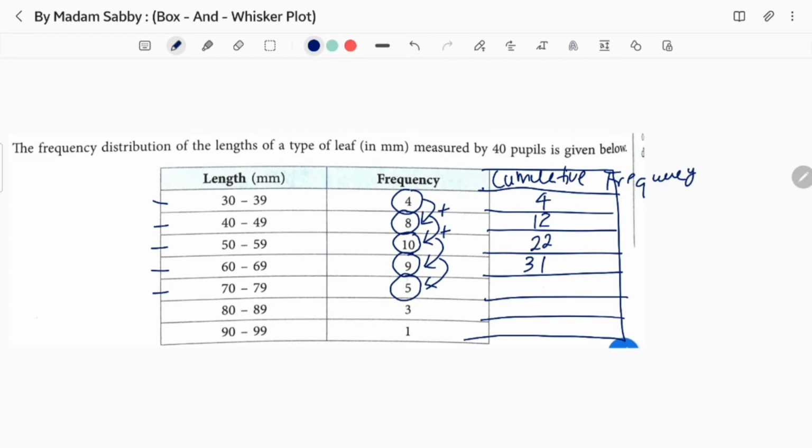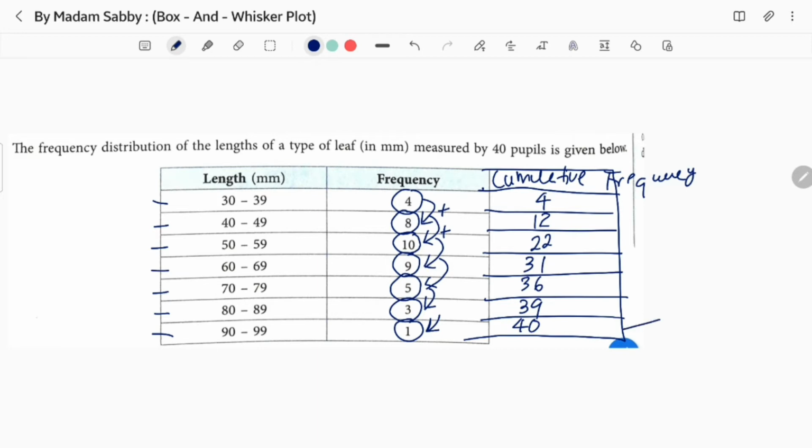Okay, the new class interval has the frequency of 5. So 31, the previous cumulative frequency adds up with the new frequency of the new class interval, so it becomes 36. Okay, next interval, 36 plus 3, so we got 39. And lastly, 1 in the frequency, so total 40.